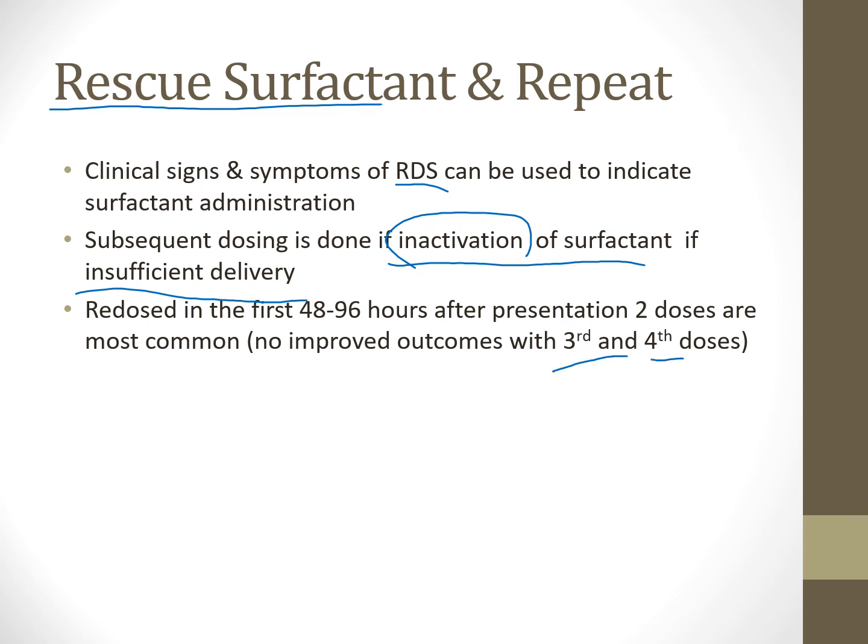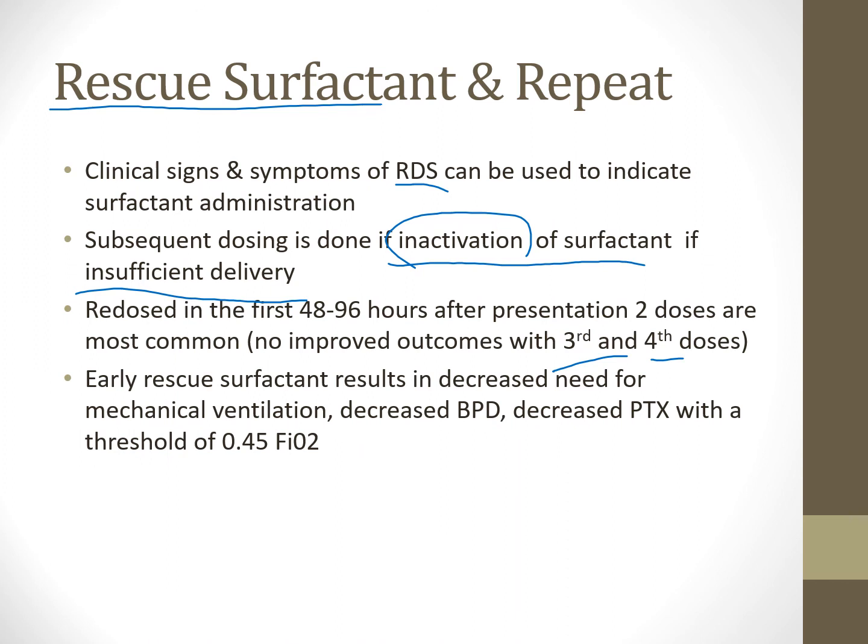However, that being said, we will do it from time to time, especially if a kid's PDA opens up and they get a lot of pulmonary edema and their compliance goes down and their FiO2 requirements go up, and they've already had 2 doses. Is it plausible that we'd give them a 3rd dose? Absolutely, right? So it all depends on the scenario and the situation, and that's what we've got to be careful of when we're looking at this type of stuff.